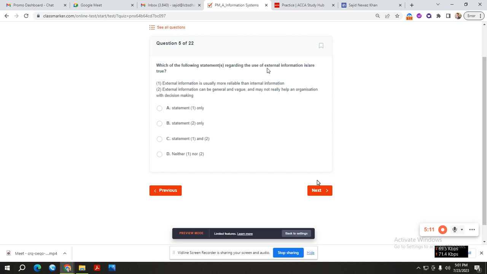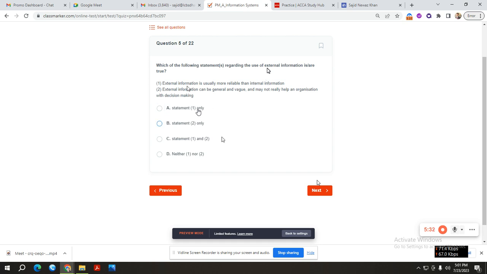Which of the following statements regarding use of external information is/are true? External information is the information I get from outside, which is not structured in the way I want, and whose accuracy I do not know. So let's look at this. External information is more reliable than internal information. Never, internal information is more reliable. So statement 1 is false.